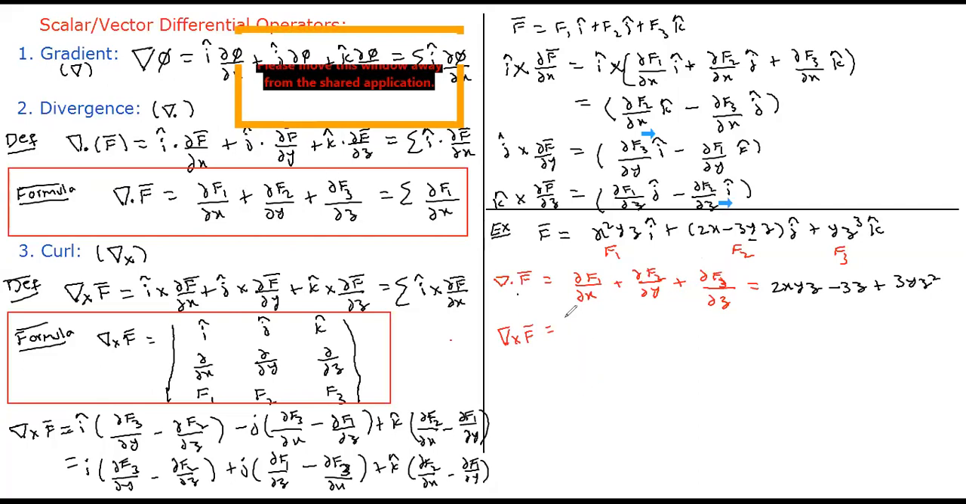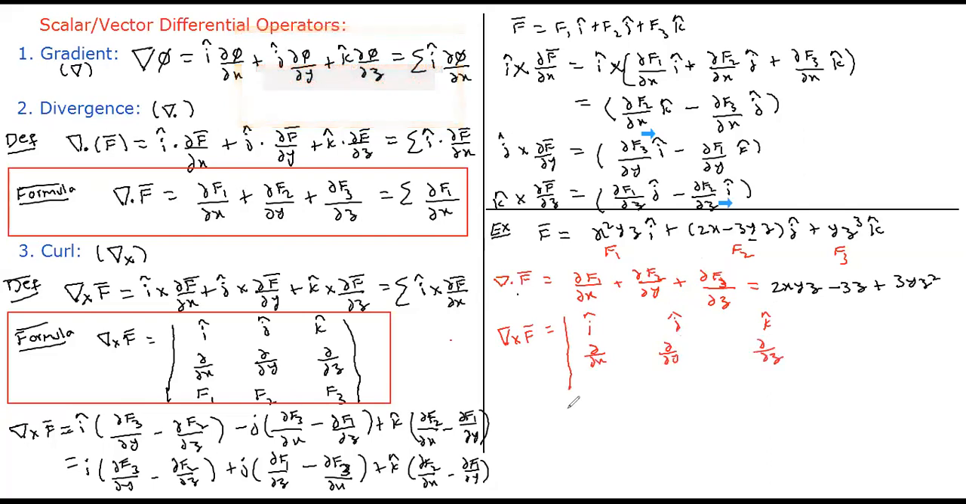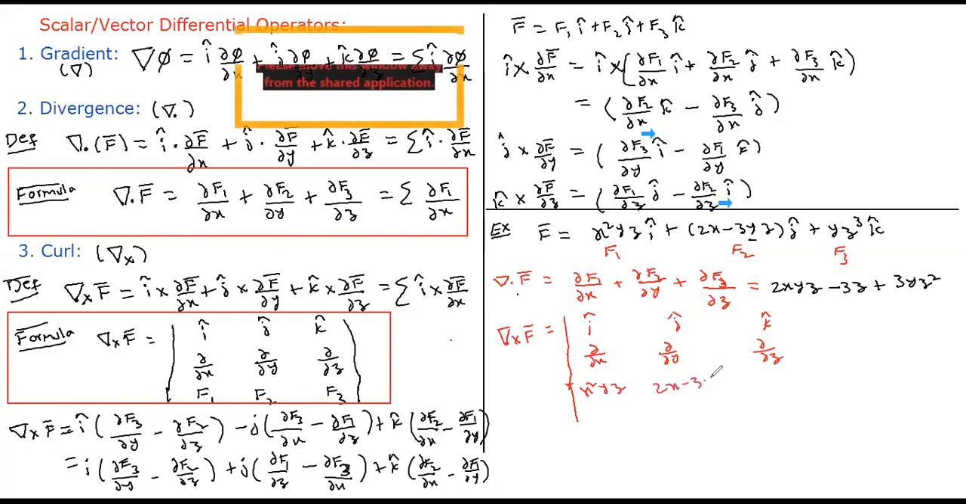So what is this? i, j, k, dou by dou x, dou by dou y, dou by dou z. What is the first component? x square yz. Second component 2x minus 3yz. Third component yz cube. Now how do I find out the curl?